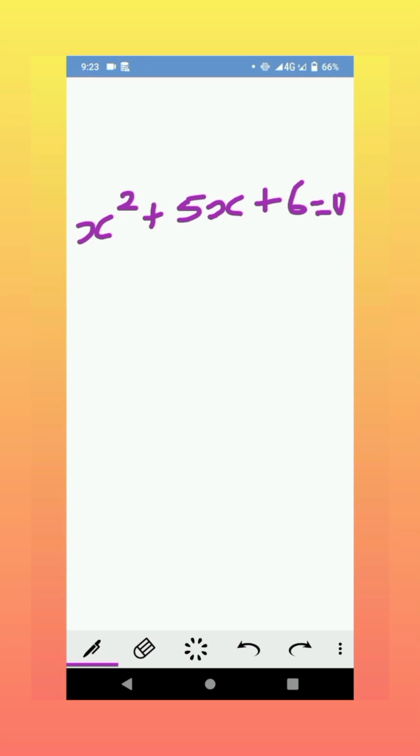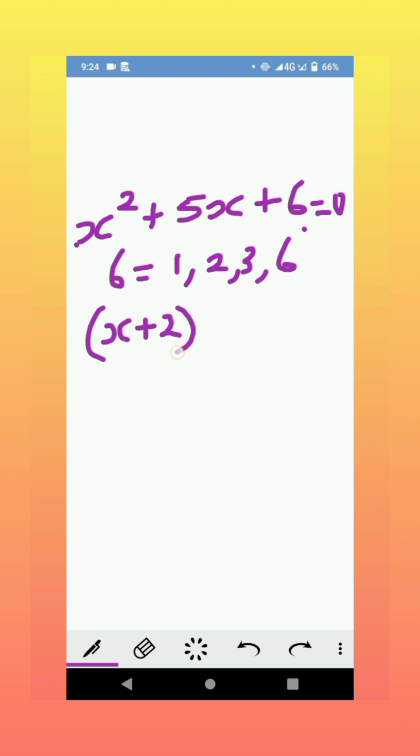We are using the factorization method. The factors of our AC is 1 times 6, which is plus 6. So the factors of 6 are, in case you don't know, 1, 2, 3, and 6. Now out of these factors, the two numbers that when multiplied will give us plus 6, and when added will give us plus 5 are plus 2 and plus 3.